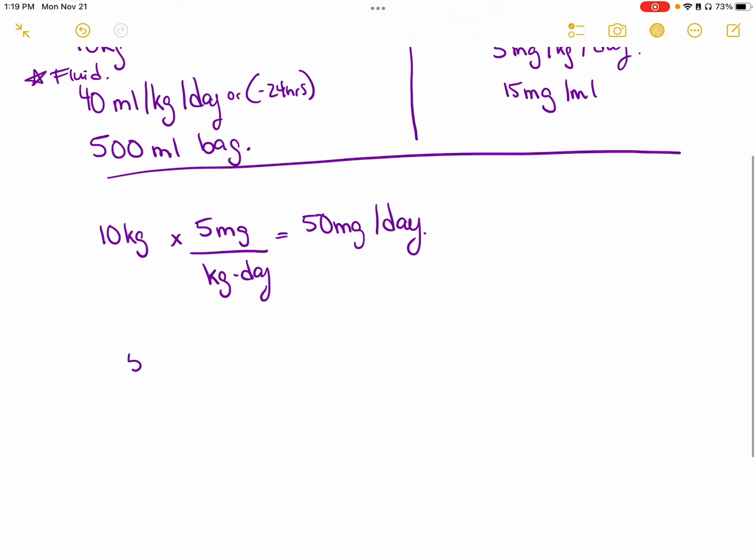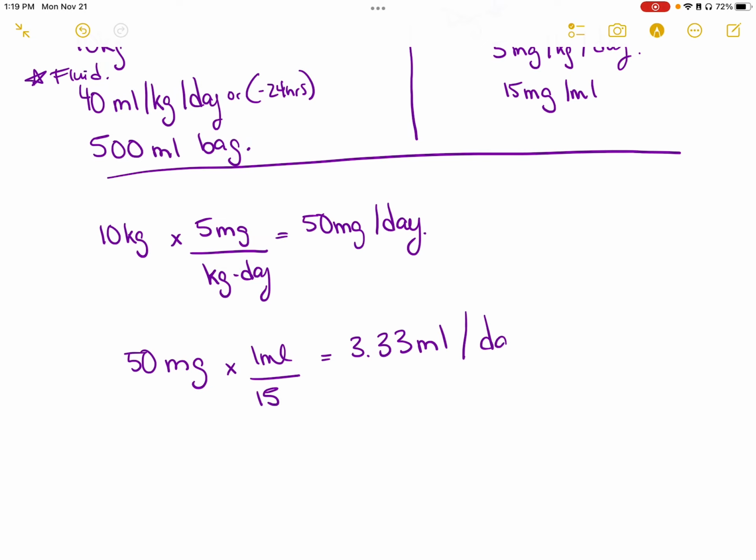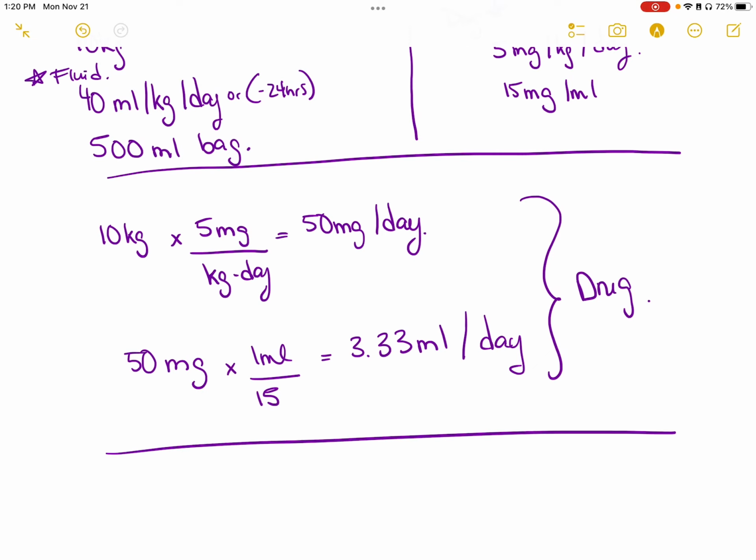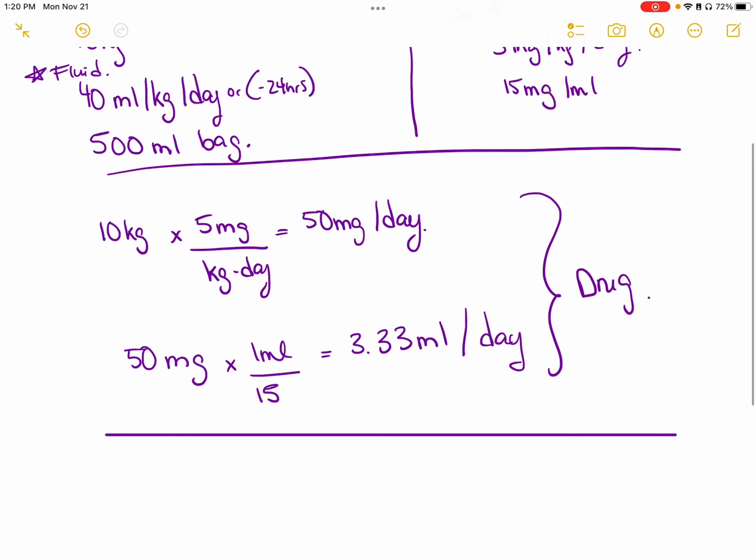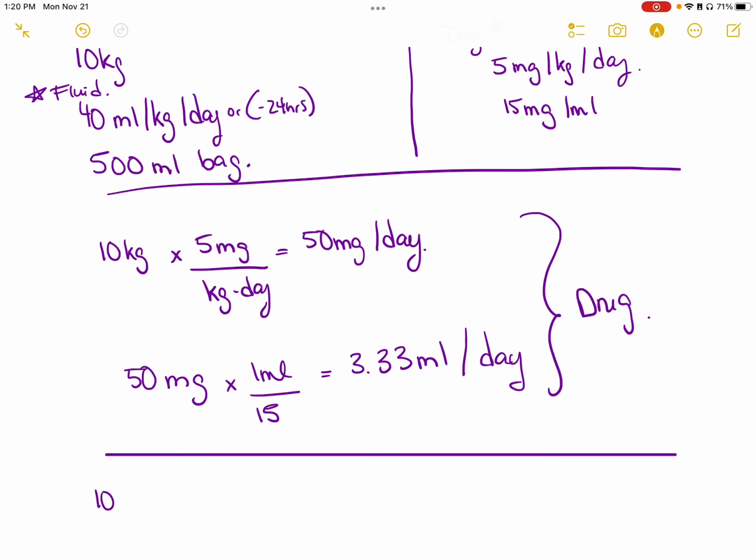Okay, the next step is we're going to change this from milligrams into milliliters. So we can go 50 milligrams, and 1 mL we said was 15, so that's 50 divided by 15, which gives us, we'll just round this to 2 decimal spots, 3.33 mLs per day. Okay, so this is our drug.